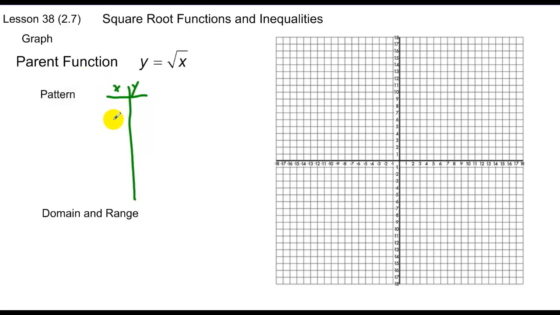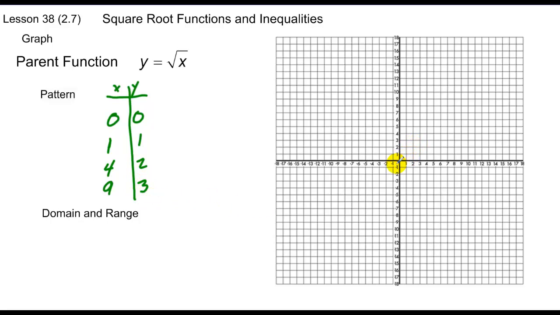So I'm going to start with 0 since I can't use any negatives. Square root of a negative number doesn't exist, it's imaginary. Then I'm going to go to 1, 4, and 9. And that'll be our basic pattern throughout. Square root of 0 is 0, square root of 1 is 1, square root of 4 is 2, and the square root of 9 is 3.